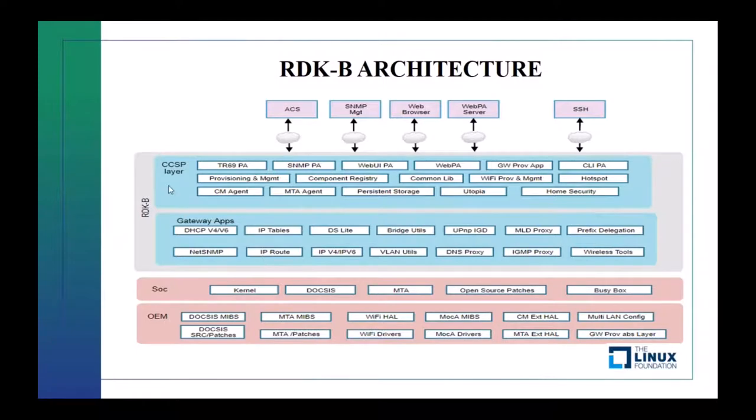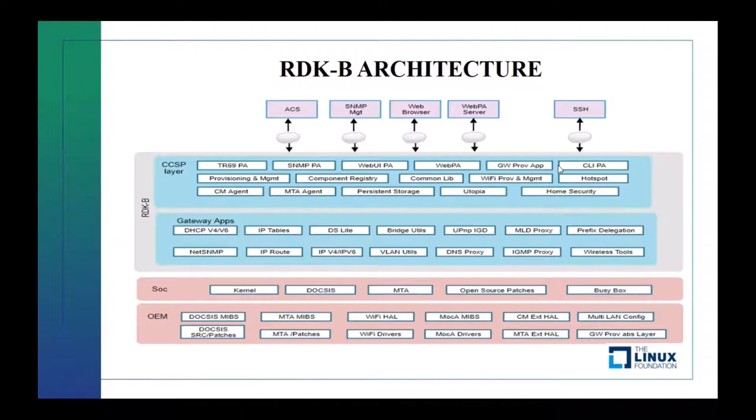The RDKB uses a collection of protocol agent components and supports multiple device management protocols as well. Here you can see TR69 protocol agent, SNMP protocol agent, WebUI protocol agent, Web protocol agent, and many more. The protocol agents process the protocol-specific details and provide abstraction to the common internal data model. The TR181 data model is the common internal data model used by all RDKB components to communicate over the message bus. RDKB also supports multiple SoC vendors through a component-level hardware abstraction layer.